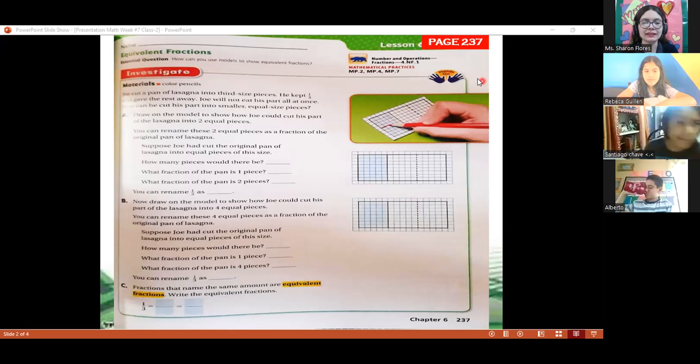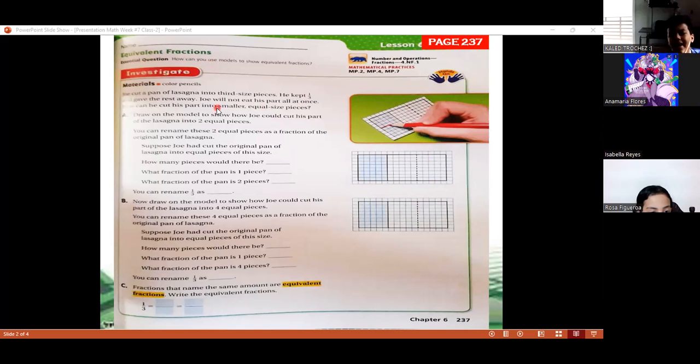Now, let's use this problem. Let's investigate this problem. So let's see. Joe cut a pan of lasagna into third size pieces. He kept 1 out of 3 and gave the rest away. Joe will not eat his part all at once. How can he cut his part into smaller equal size pieces? So we need to help Joe to cut the part into smaller equal size pieces.